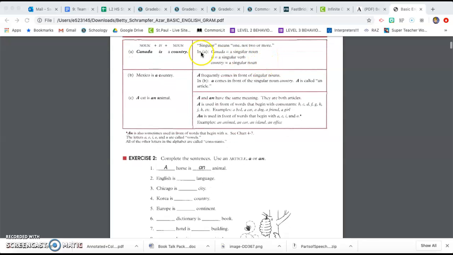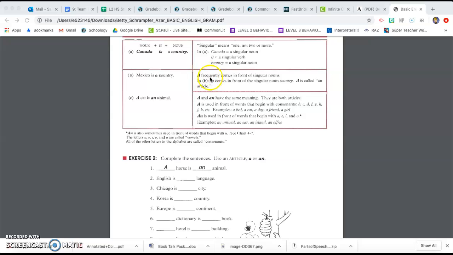So an example here is Canada is a country. Canada is the name of a country. It is a singular noun. It's one country. Is is a singular verb. And country is a singular noun. A verb is sometimes an action word, and in this case, it is a word that connects Canada to country. So here's another example. Mexico is a country.